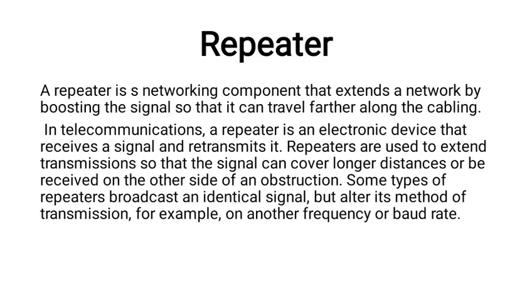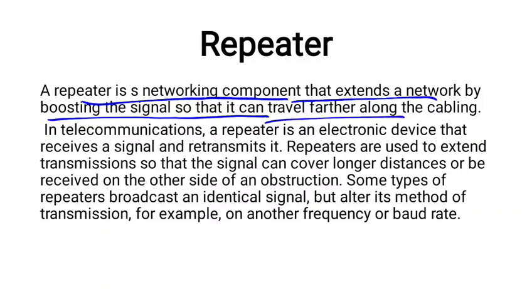A repeater helps us to repeat the signal, and we can say to boost the signal. Now what does the definition tell us? A repeater is a network component that extends a network by boosting the signal so that it can travel further along the cabling.